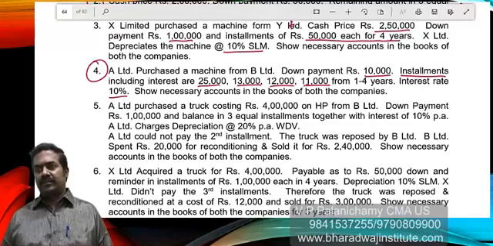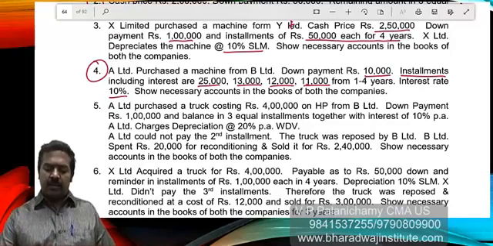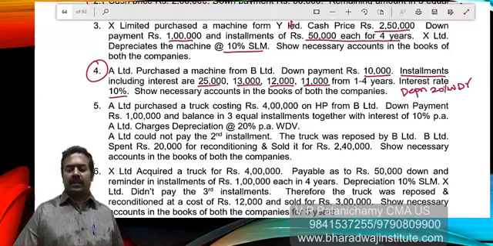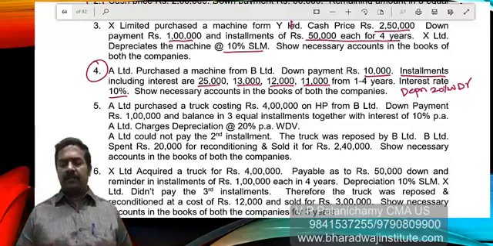Think over. Just read through the problem once again. And please make one more note, depreciation. This WDV is missing. Depreciation 20% WDV. Take this additional information. Depreciation 20% WDV.